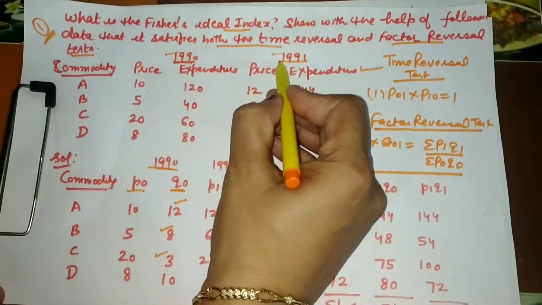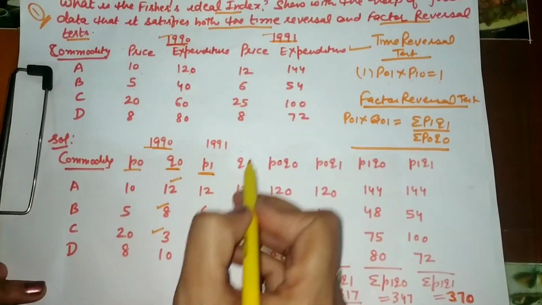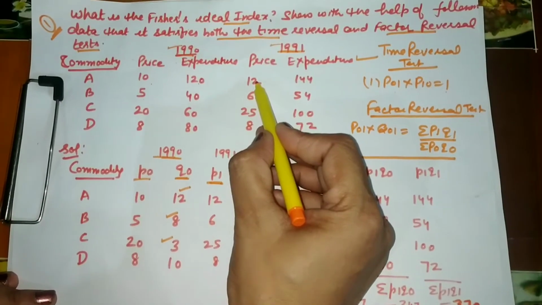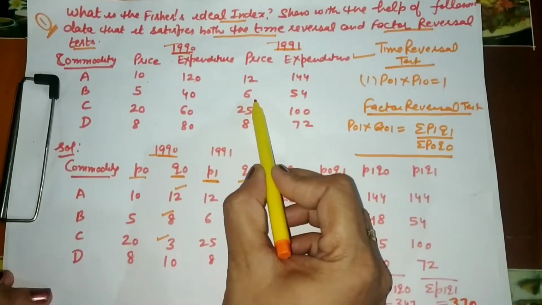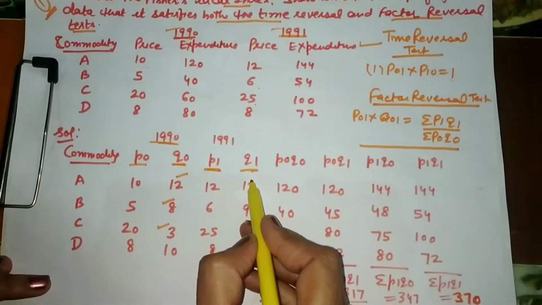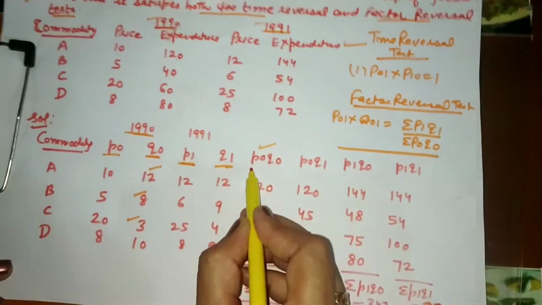And similarly, in 1991, prices are also given. I am taking P1. And quantity, how will I find it? Same process. That means 144 divided by 12, 54 divided by 6, 100 divided by 25, 72 divided by 8. I am getting 12, 9, 4, 9.